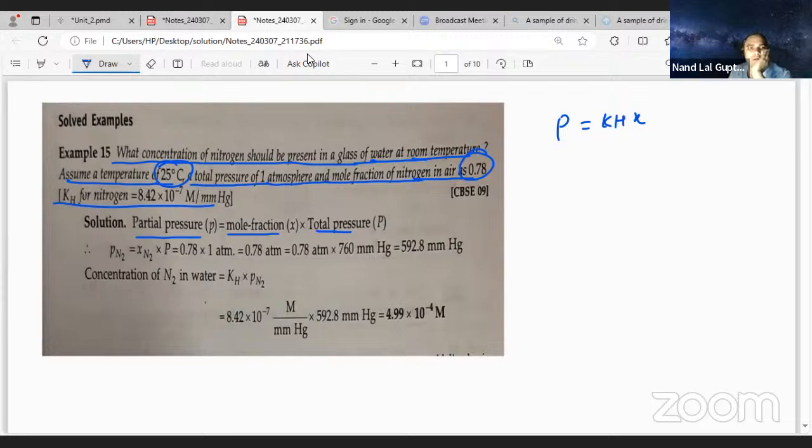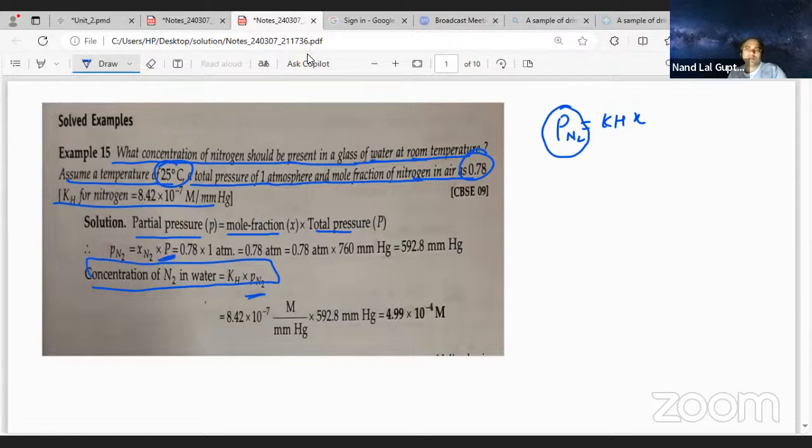But this is not given, na? PN2 is not given. The concentration of N2 in water, they are writing as KH into PN2. How are they doing this? PN2 is equal to X into P total.